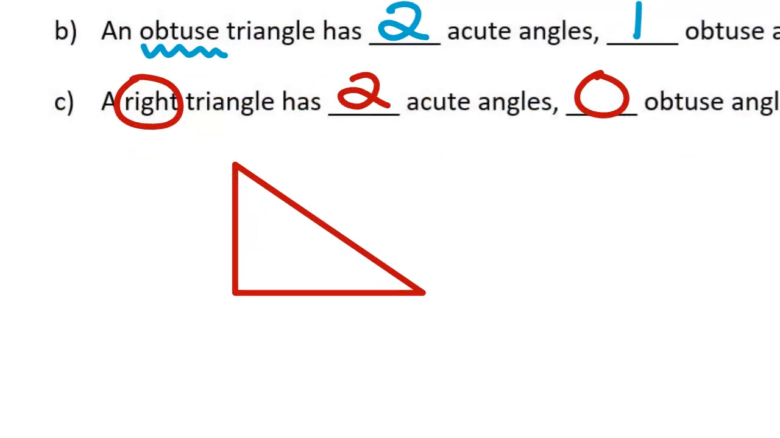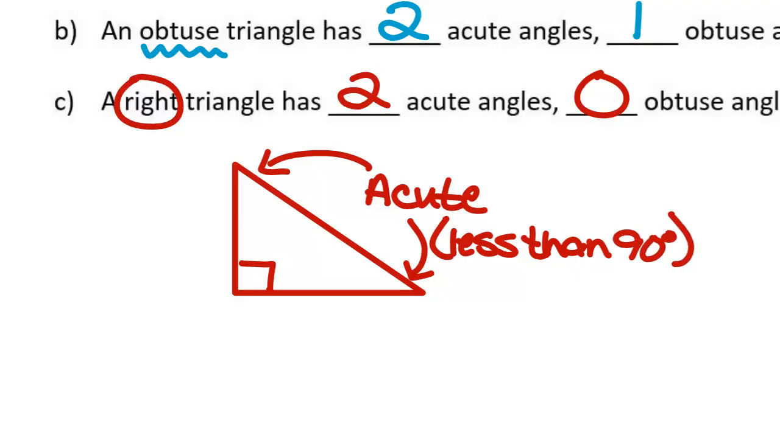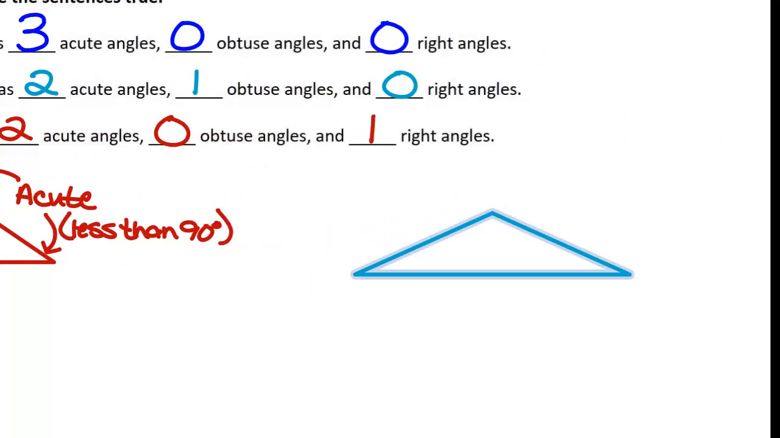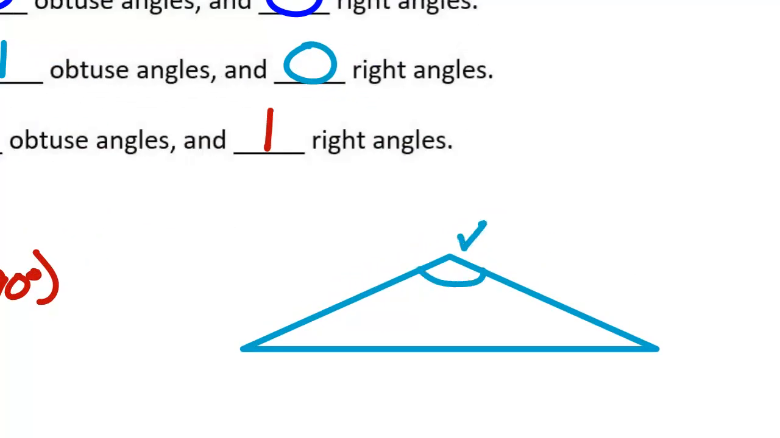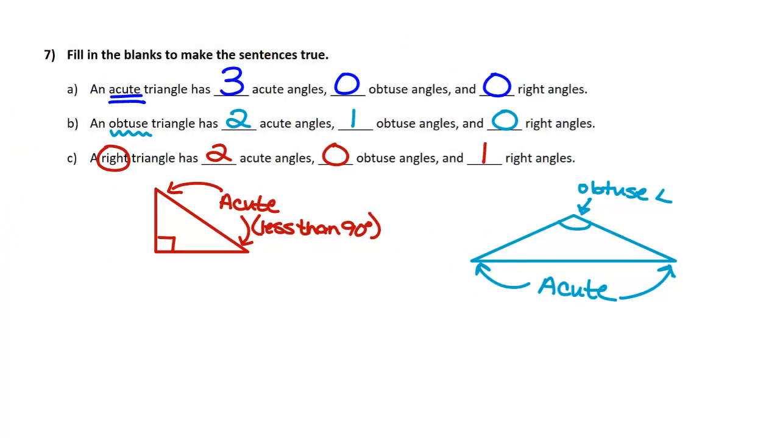A right triangle is going to look like this. Here's our right angle. These two angles will both be acute, less than 90. We see something similar happen when we look at an obtuse triangle, like this. We have our obtuse angle. And these two angles right here would both be acute, less than 90. All right.